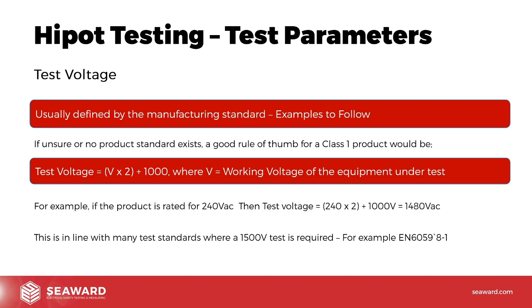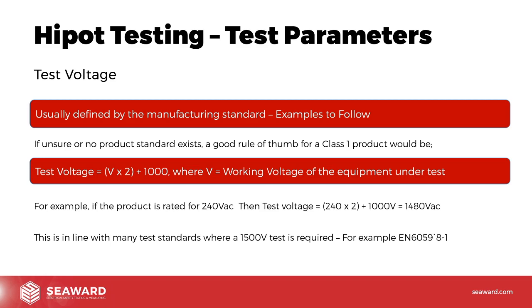However, if you're not sure, or potentially if no product standard exists for the product that you're manufacturing, the general classic rule of thumb for Hipot testing and the voltage that you should apply, in this case for a Class 1 product or an earth product, would be as follows. We'd simply take the working voltage of the equipment, multiply that by 2, and then add 1,000 volts. So if we use the example of a UK 240 volt AC supply, then we'd multiply that by 2, which would give us 480 volts, add our 1,000 volts, which would give us an overall test voltage of 1,480 volts.